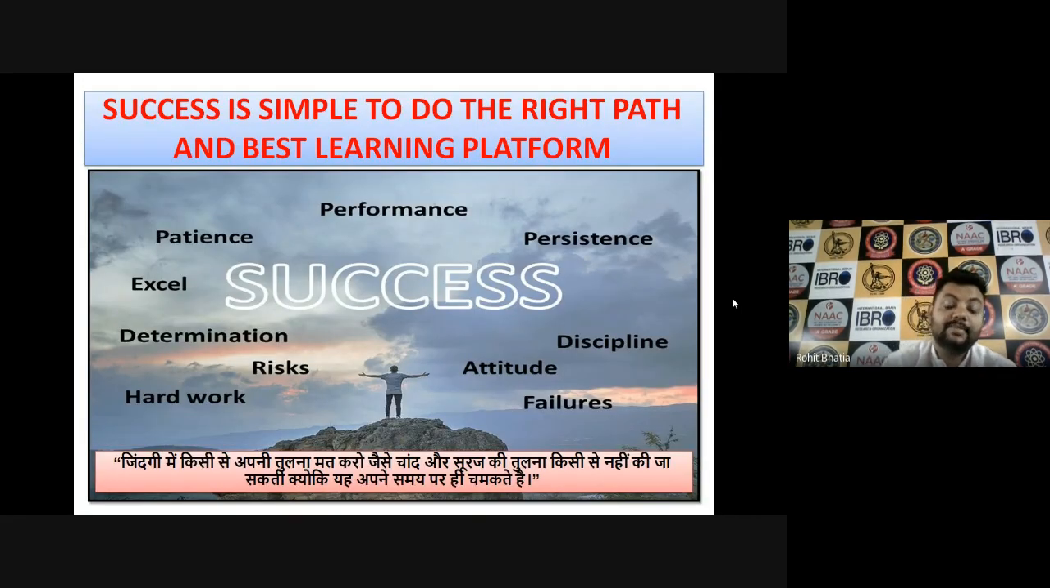So always remember, always take care of these things: your performance, persistence, discipline, attitude, learning from failures, hard work, taking risks, determination of your goal, excel, keeping patience, and ultimately all these things will lead to success.